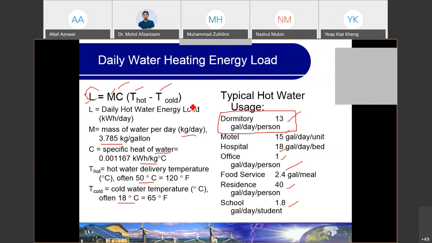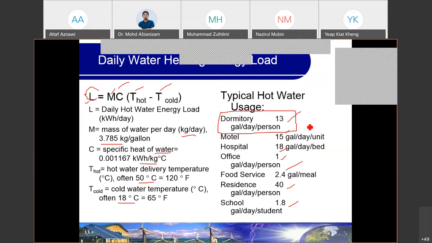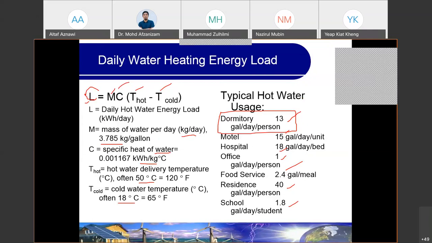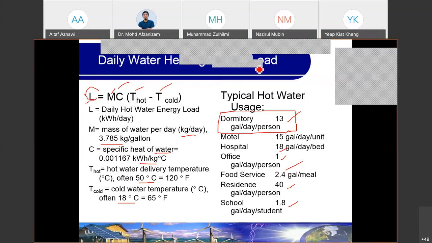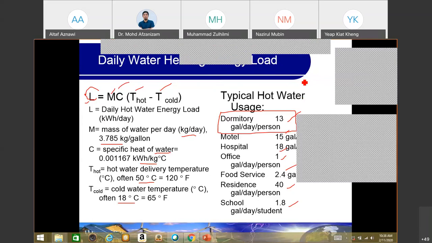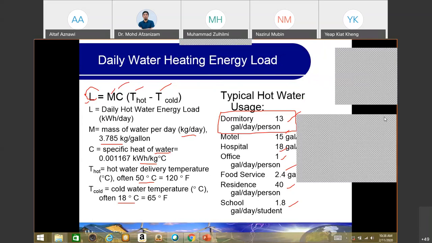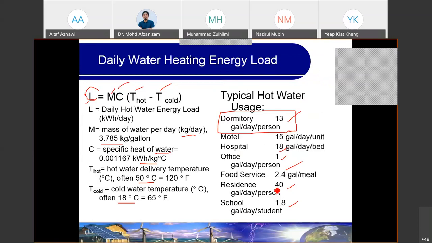Approximately, how many gallons per day per person do you use yourselves? Almost zero, right? Are you using hot water for your shower? Sometimes, yes, depends. Let's go for an average. But you see this one, residence is 40 gallons per day per person. In Malaysia, I think we do not go that high. Maybe on average less than 10 per day.